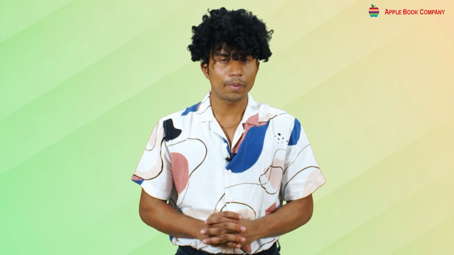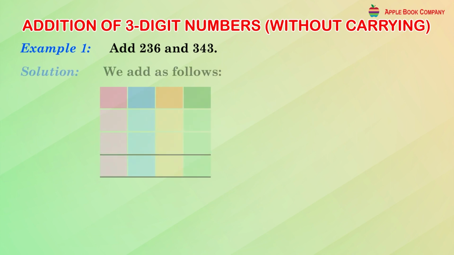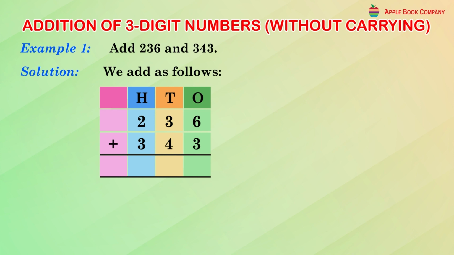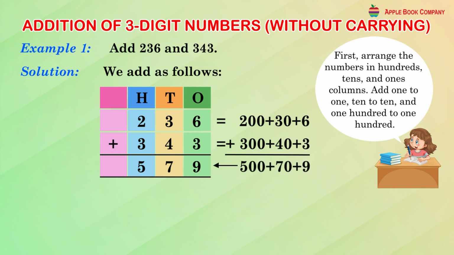Addition of 3-digit numbers without carrying. Let us look at an example and learn. Let us take the numbers 236 and 343. Now, if we place them in the place value chart, writing hundreds, tens and ones for the two numbers 236 and 343, and when we add them up, it gives us 579, which is 200 plus 30 plus 6 plus 300 plus 40 plus 3, which is equal to 500 plus 70 plus 9.